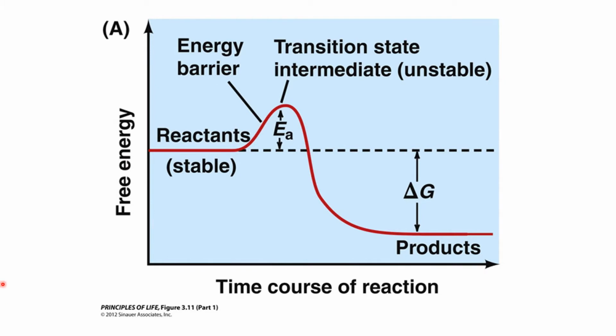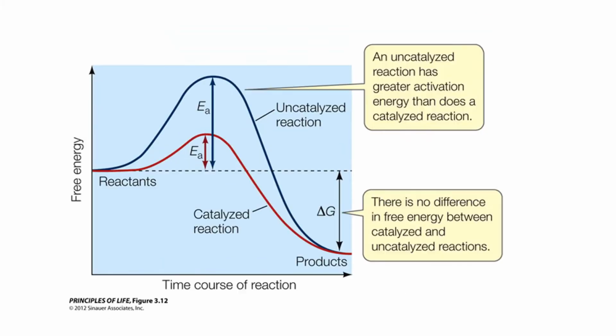Here's a graph of what happens with all reactions. We have sort of our stable reactant. Reactant's the thing that's going to be going into the chemical reaction. And then in order for the reaction to happen, you have to have an increase in energy before you have this decrease in energy, which is the release that results in the products. So what an enzyme is going to do is going to take this part and lower it so that this reaction can just go kaboom and go a little bit quicker to get to your products.